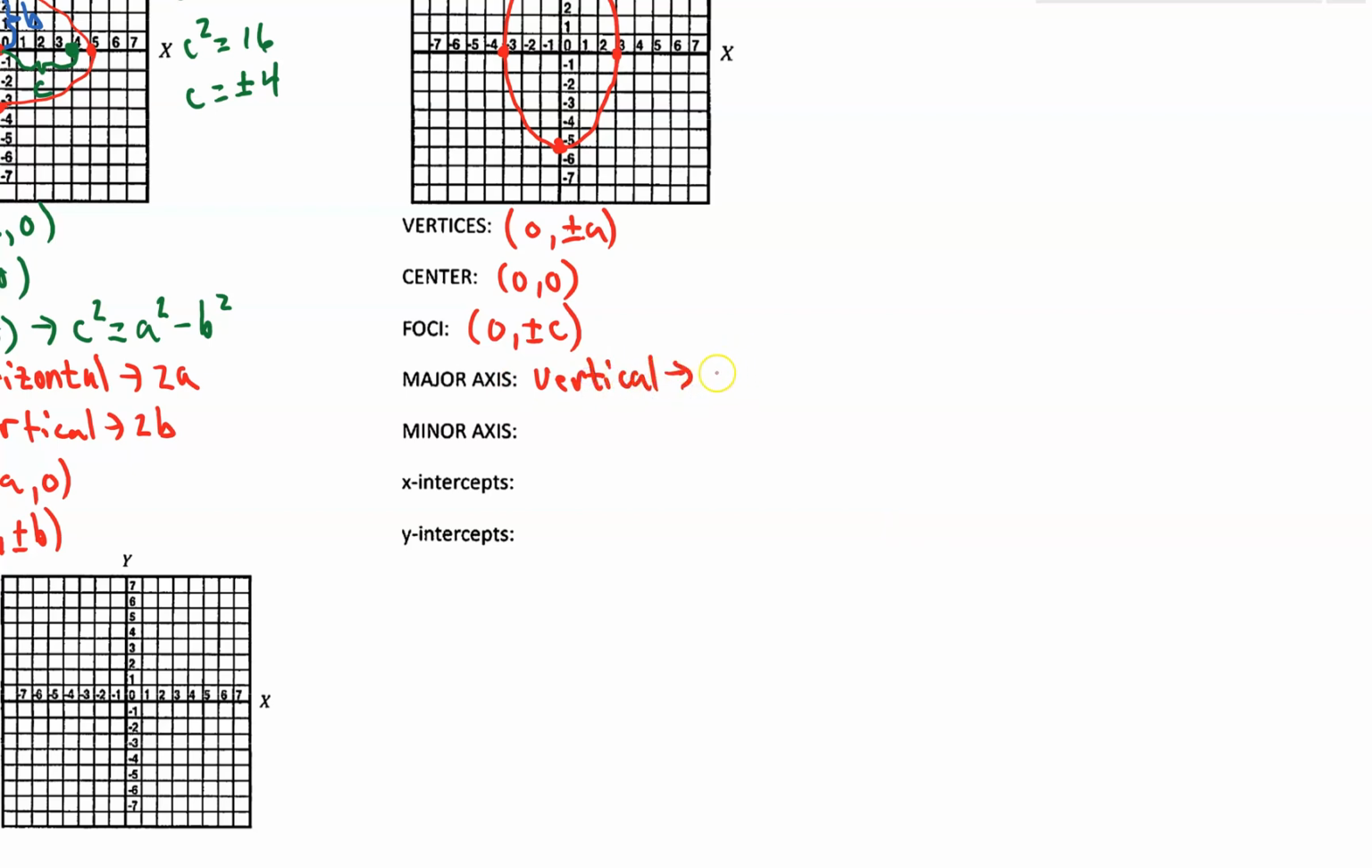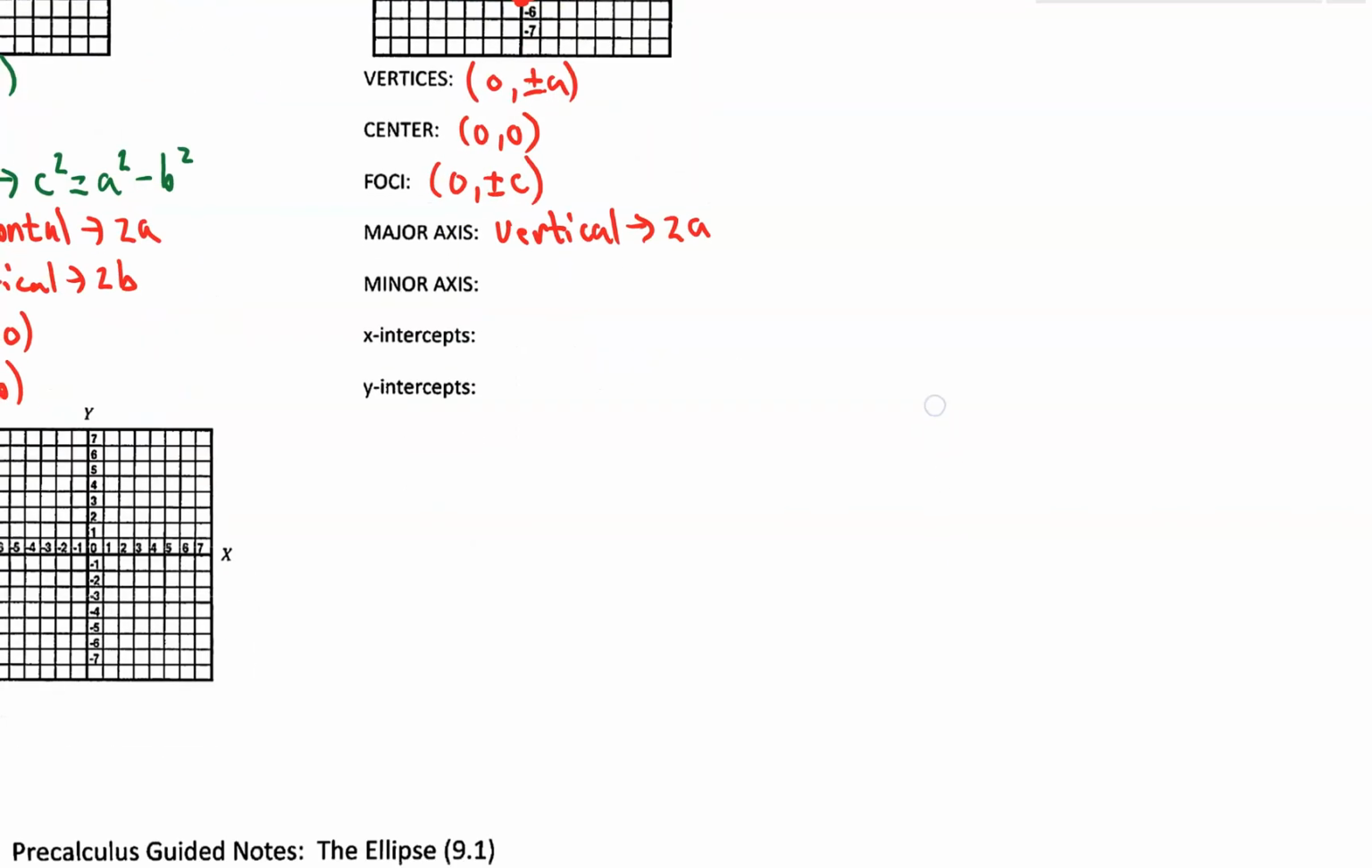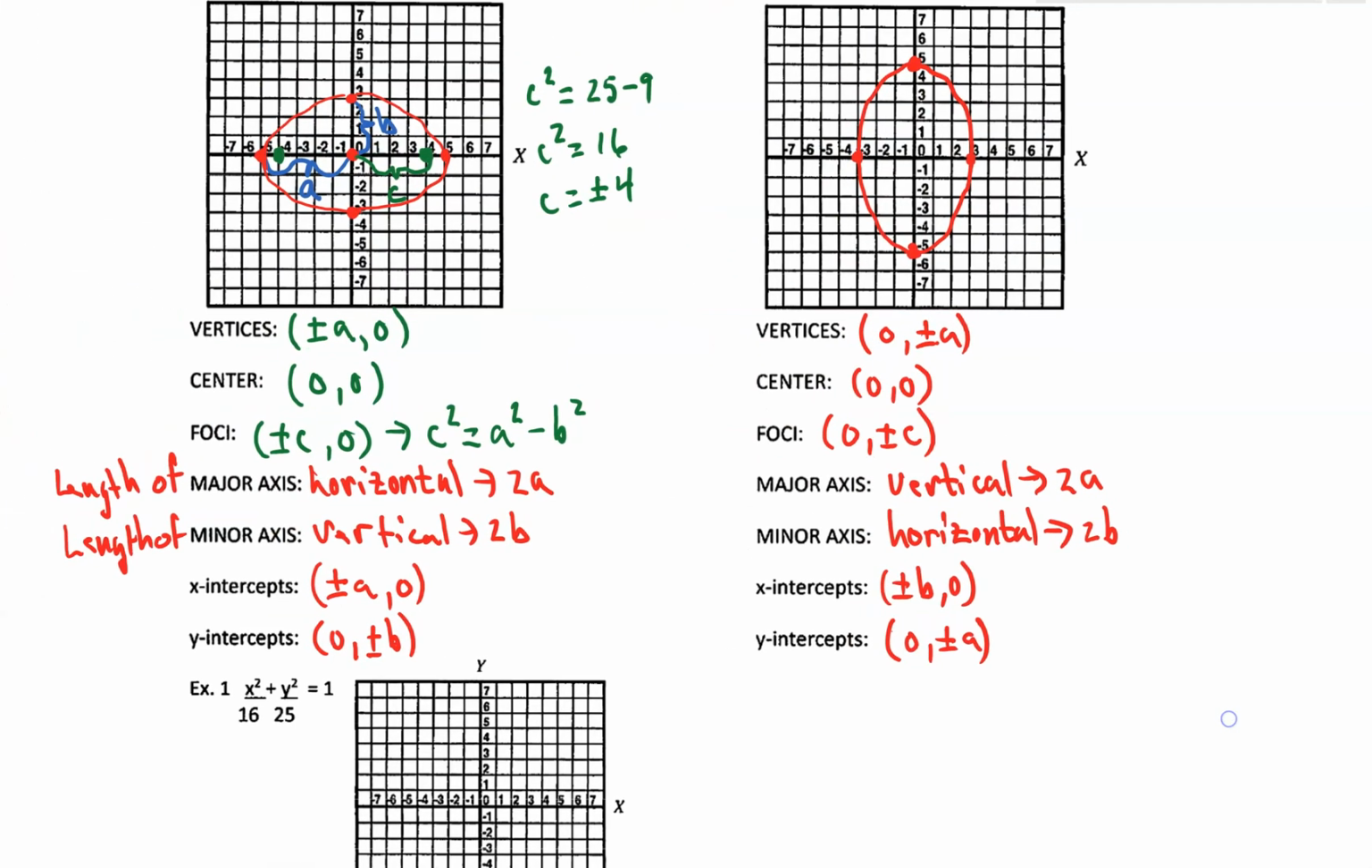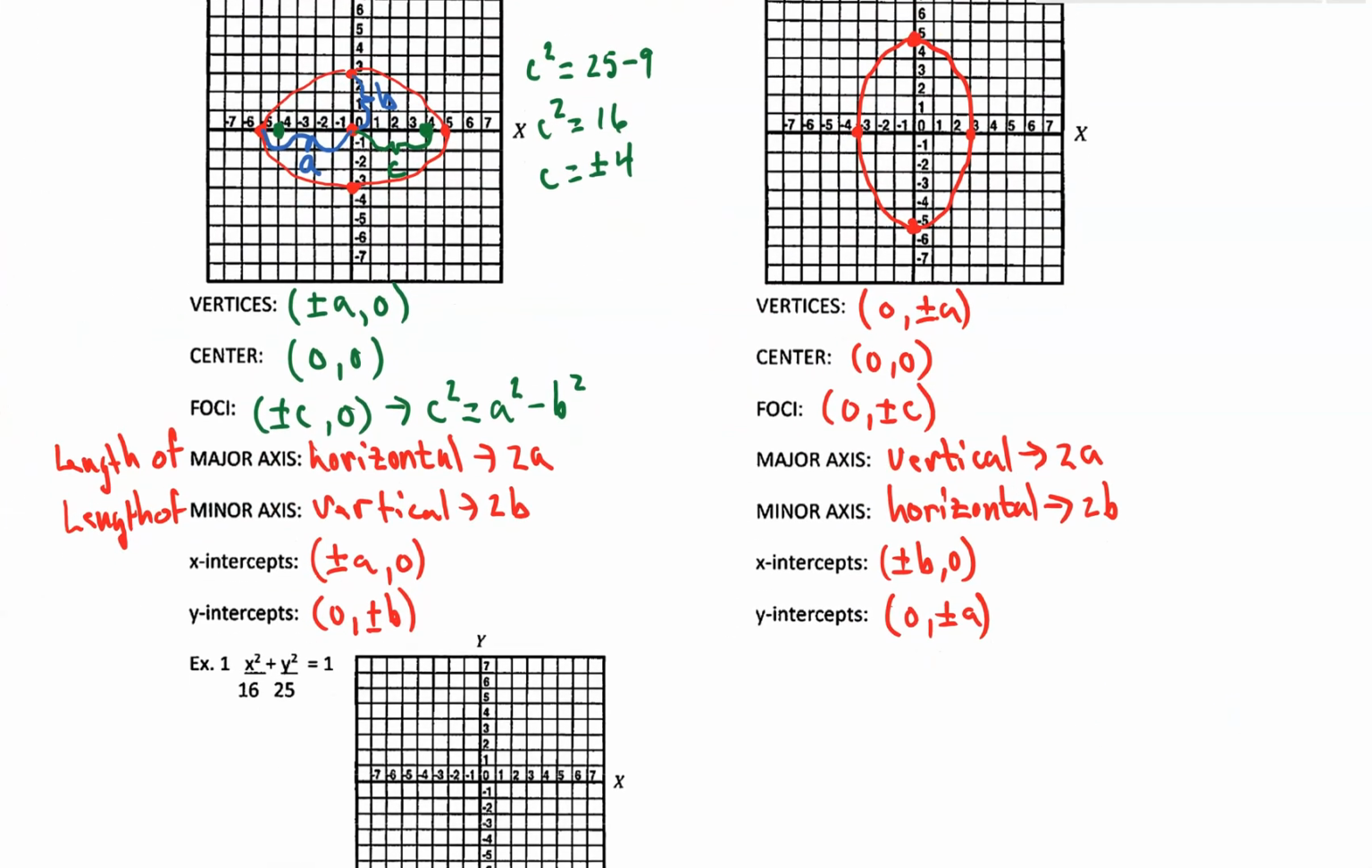And the length will be 2 times a. That doesn't change. The minor axis is now horizontal, and it is at 2 times b. Our x-intercepts would now be plus or minus b comma 0, and our y-intercepts are 0 plus or minus a. So those are all the parts that we would really talk about.